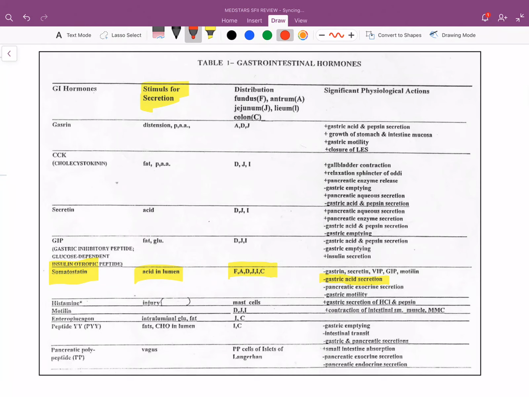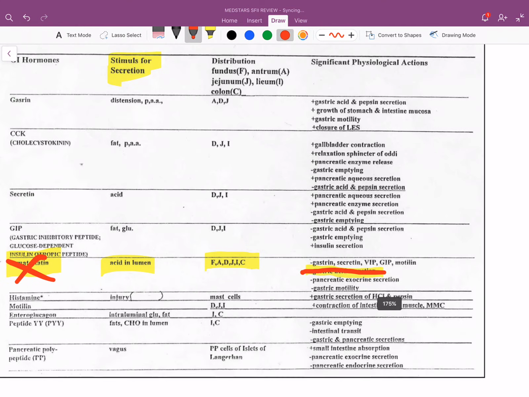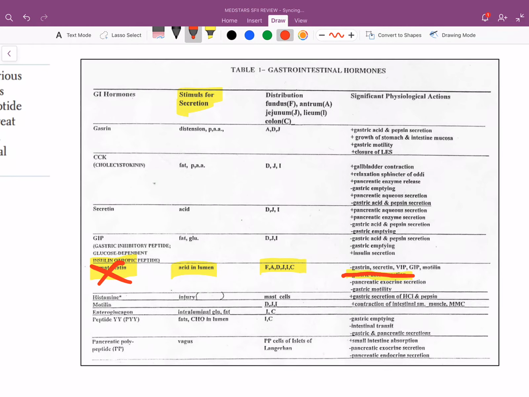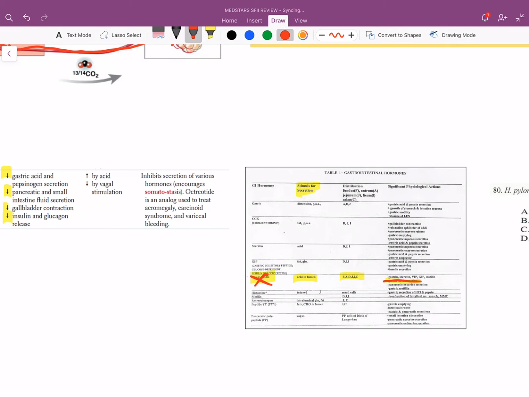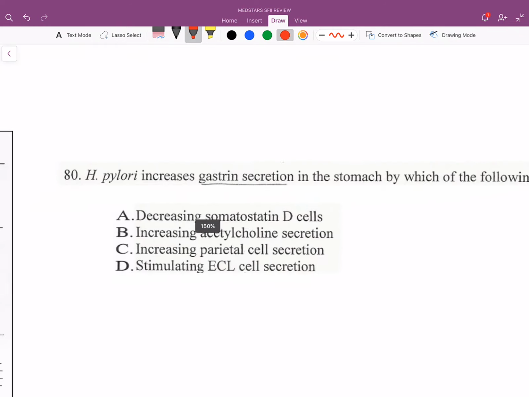So that means that if you destroy the D cells that make the somatostatin, then this inhibition of gastric acid secretion is no longer there, and you'll have more gastric acid secretion, which will exacerbate the acid symptoms, and you'll have ulcers. So with that background, let's look at this question.